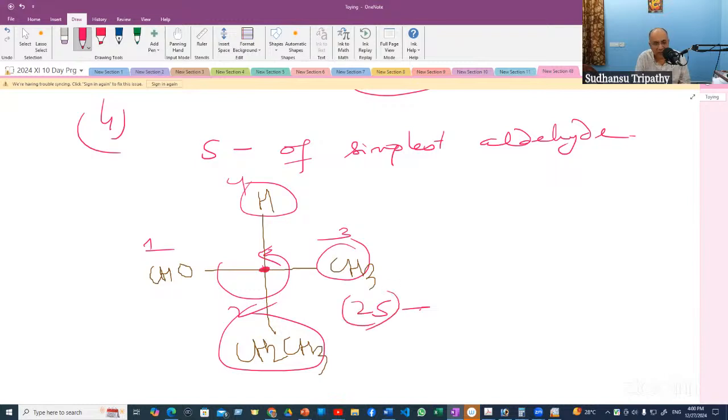2S. The second carbon atom, according to IUPAC nomenclature, is a chiral center. So 2S, then 2-methylbutanol.